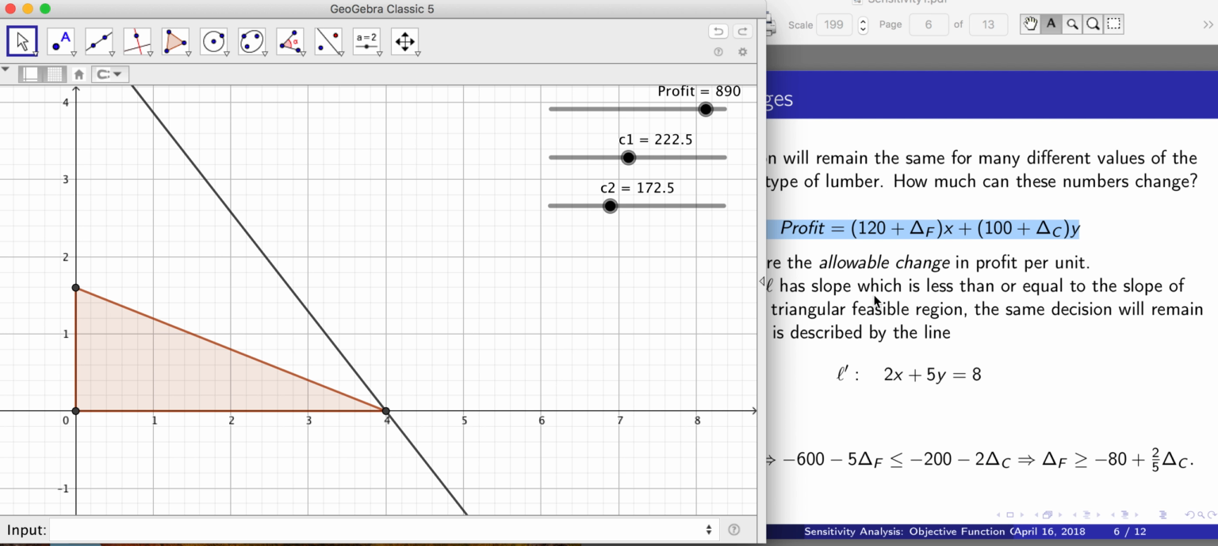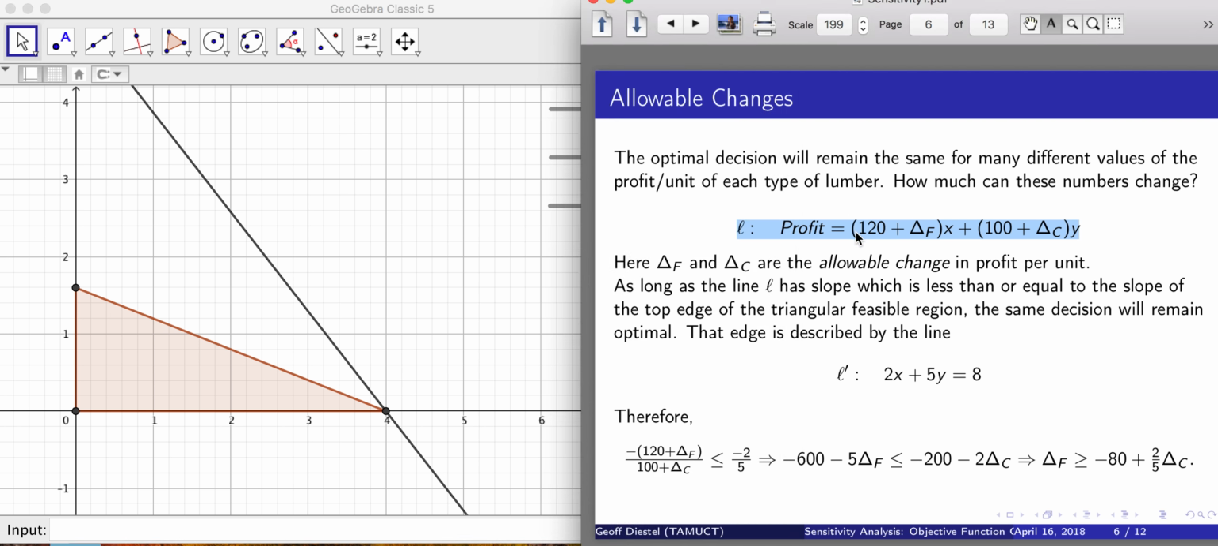So from an algebraic point of view, we just want to look at what is the slope of this profit line for a general value of delta f and delta c. Well, it's just a line. So if you solve this equation for y, what is the slope going to be? We're going to have to subtract the x term to the other side, so it'll have a minus sign in front of it. And then we have to divide everything by 100 plus delta c, because that will give us the slope. We'll get an equation, y equals mx plus some b, where m is the slope. So what's that slope? It's this number here in the lower left-hand corner.